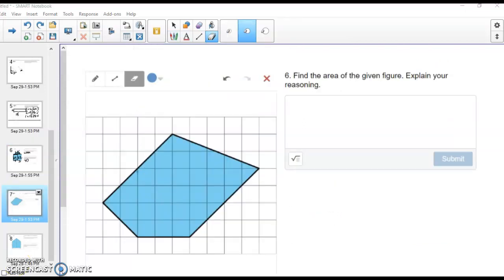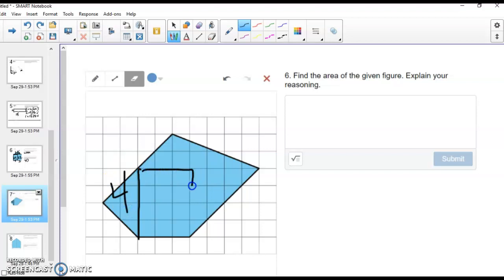Okay, last but not least, find the area of the given figure. Explain your reasoning. So here we're going to cut our shape up or decompose it into one rectangle and 3 triangles. So I'm going to draw my first line right here, which is going to give us a triangle, which is a 4 by 2, and 4 times 2 is 8. Divide that by 2, so the area of this triangle would be 4. And then I'm going to then again make a rectangle, and here we have a 3 by 4. 3 times 4 is 12.